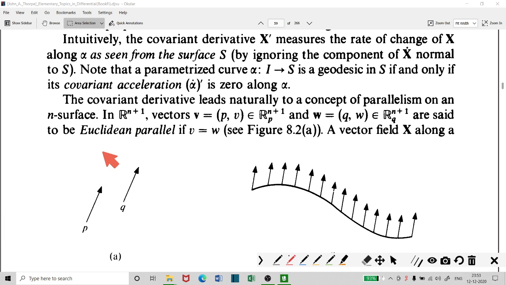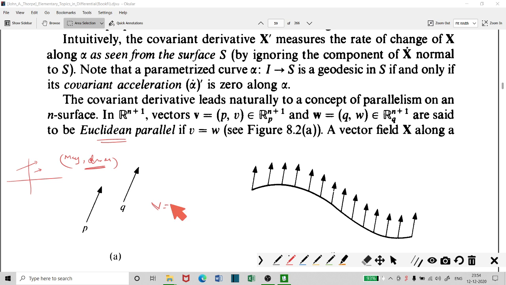Now we define parallel vectors. We know that in Cartesian coordinates or Euclidean geometry, a vector has two parts. In R2 or in Euclidean space, one is the magnitude, and the next is the direction. If the directions are the same, we can say that two vectors are parallel in our usual sense. So we can adopt the same thing in this definition: Euclidean parallel vectors.